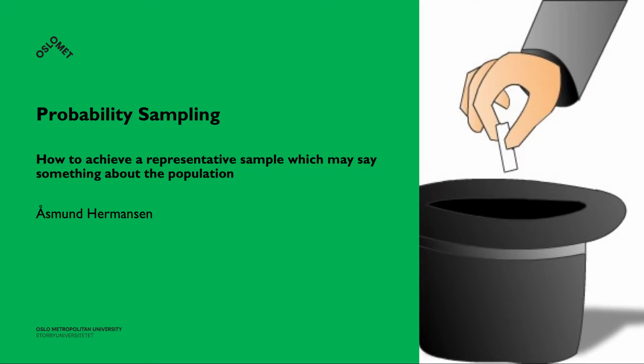Welcome to this e-lecture, which will be about probability sampling, and that's how to achieve a representative sample which may say something about the population that we want to say something about. So often we want to say something about the population. We want to survey a population to know whether Norwegians are trusting or not trusting compared to the Swedish population or the Kenyan population, and so on and so on. But we cannot survey the whole population, due to the cost. So we want to do a representative sample.